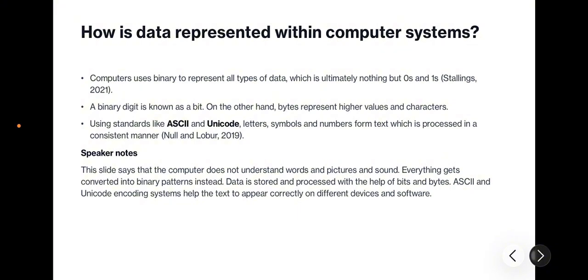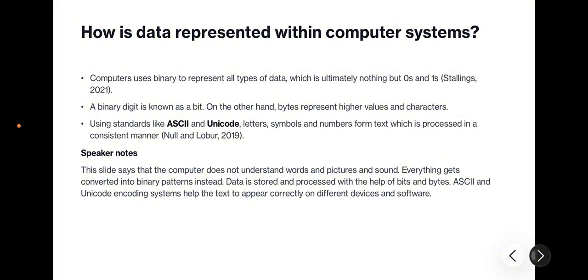How is data represented within the computer system? Computers use binary to represent all types of data, which is ultimately nothing but zeros and ones. The binary digit is also known as a bit. On the other hand, bytes represent higher values and characters. Using standards like ASCII and Unicode, letters, symbols, and numbers form text which is processed in a consistent manner.